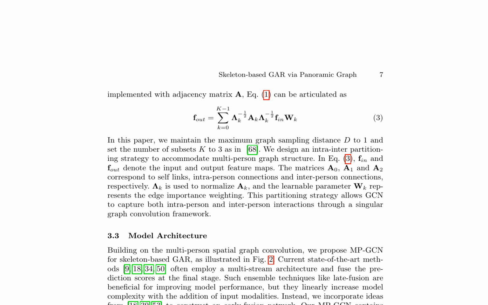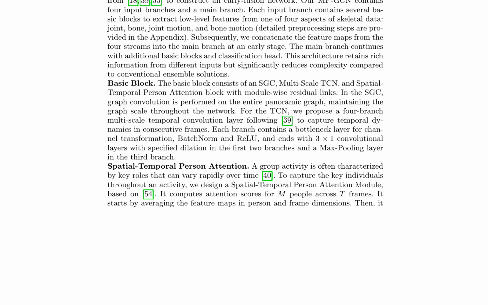The basic block comprises three key components: a spatial graph convolution, SGC, a multi-scale temporal convolutional network, TCN, and a spatial-temporal person attention block with module-wise residual links. The SGC performs graph convolution on the entire panoramic graph, maintaining the graph scale throughout the network.